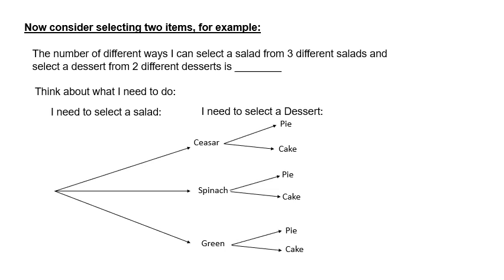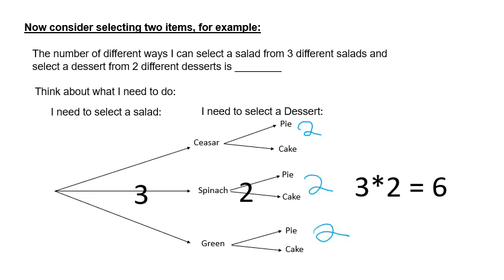Well, there are 3 choices for the salad, but for each of those 3 choices, I have 2 choices for dessert. So that leaves me with 6 possible choices, right? The 2 from here, 2 here, and 2 here. So based upon how many choices I have here determines how many times the 2 shows up, right? So 3 times 2 is 6. There are 6 possible ways to choose my meal.